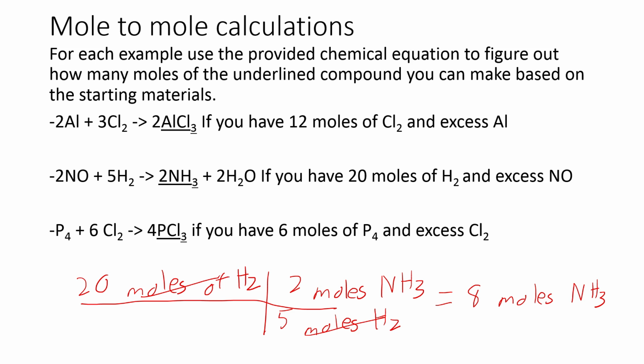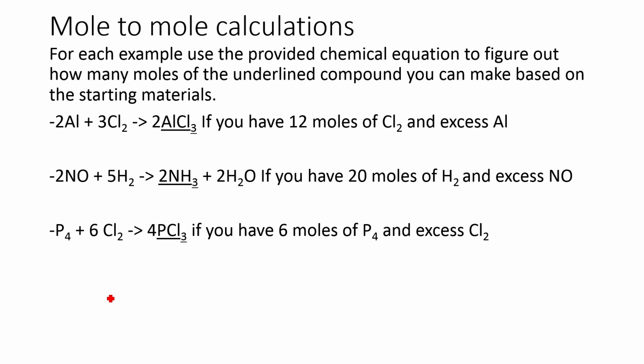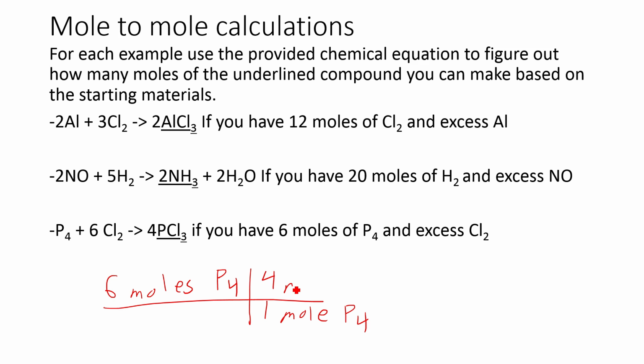So we've got one more to do. We have P4, which is phosphorus, plus 6 Cl2s goes to 4 PCl3s. And we're told we have 6 moles of P4 and excess chlorine. So let's try doing one more of these. So here, if we start with 6 moles of P4, and we convert, and we know that for every 1 mole of P4, there are 4 moles of PCl3 in our balanced chemical equation. And that'll give us 6 times 4, which will give us 24 moles of PCl3.